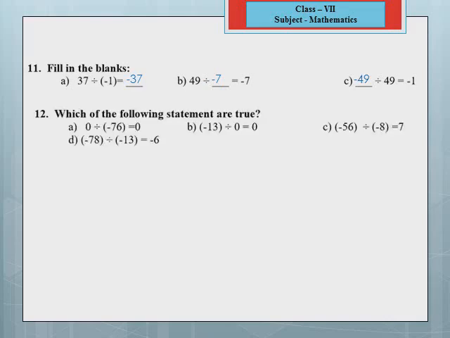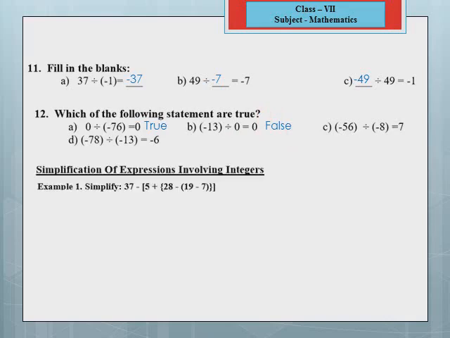Now which of the following statements are true? The first one, 0 divided by any number will give you 0. The statement is true. Minus 13 divided by 0. We have learned division by 0 is not defined. Therefore, the statement is false. C and D are left for you to solve.